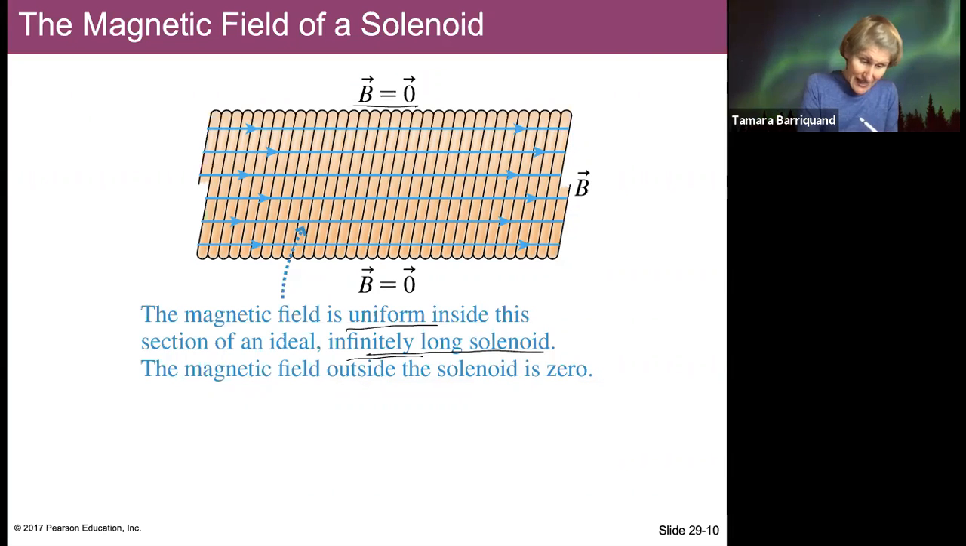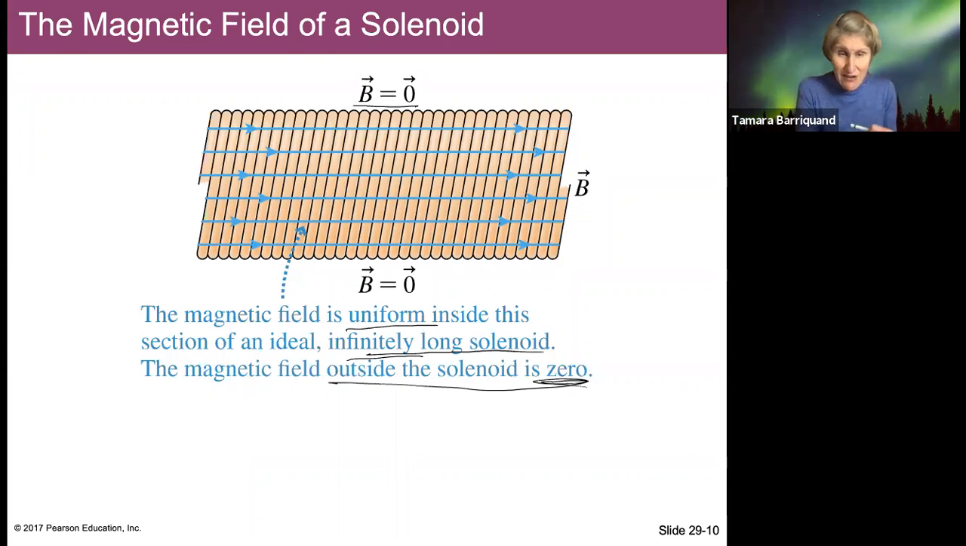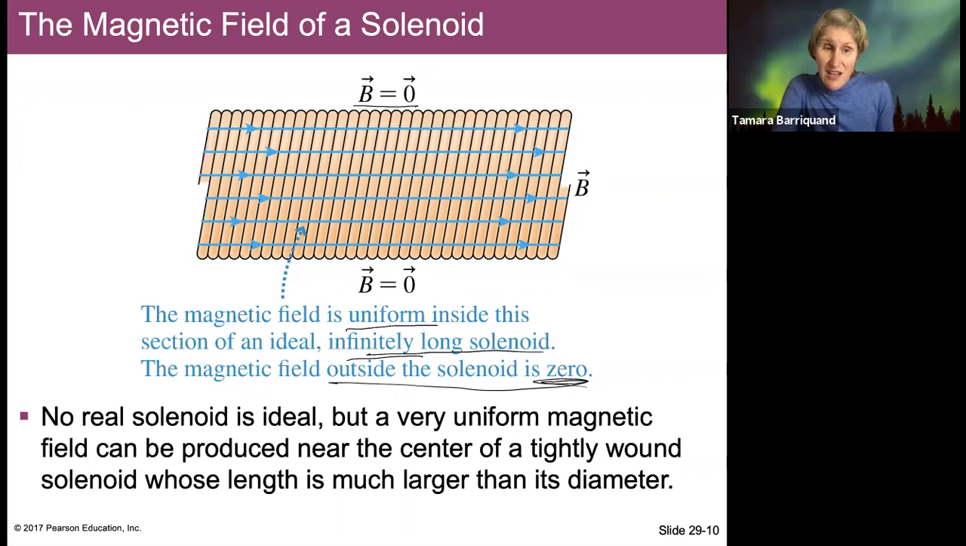And the magnetic field outside the solenoid is 0. So outside the solenoid it's 0, and inside it's uniform. So that's why it's a very useful solenoid. So again, no real solenoid is ideal, but a very uniform magnetic field can be produced near the center of a tightly wound solenoid whose length is much larger than its diameter.